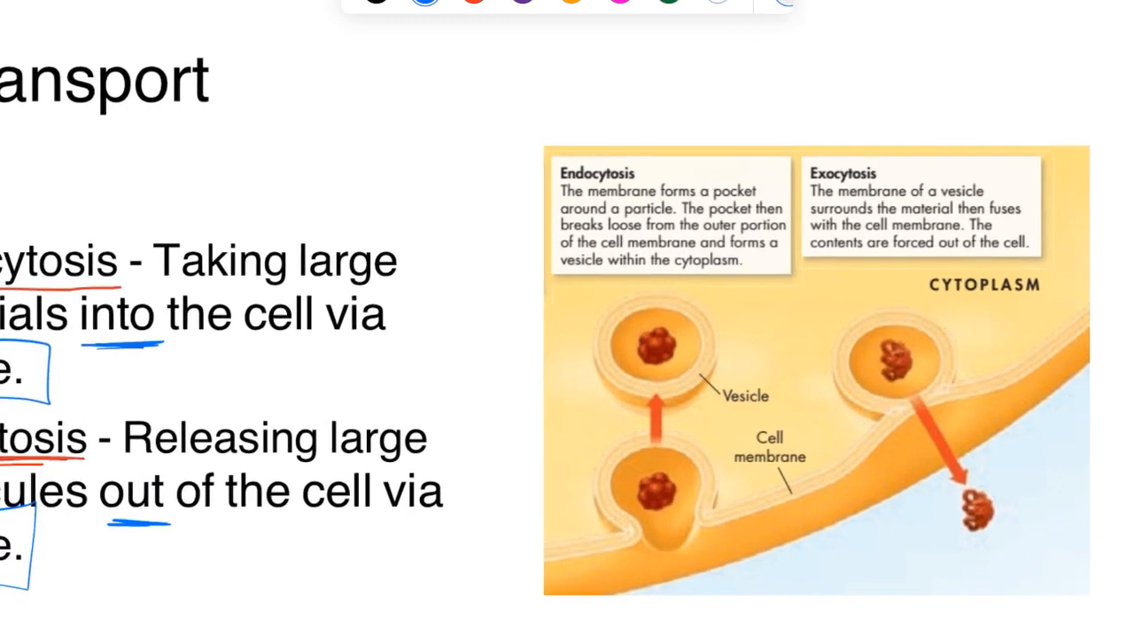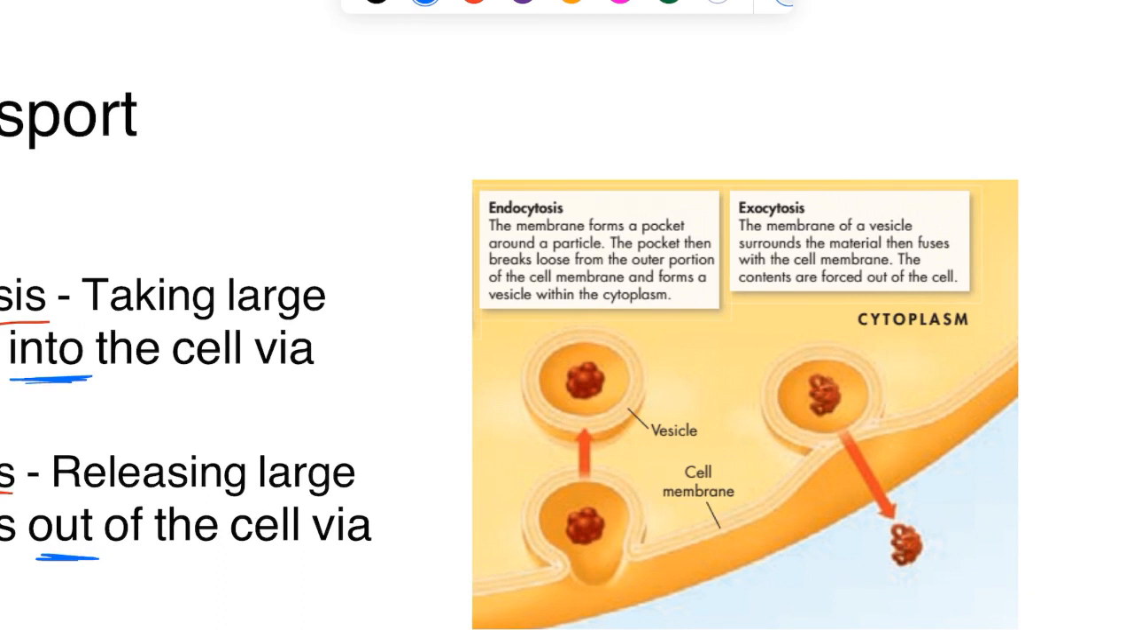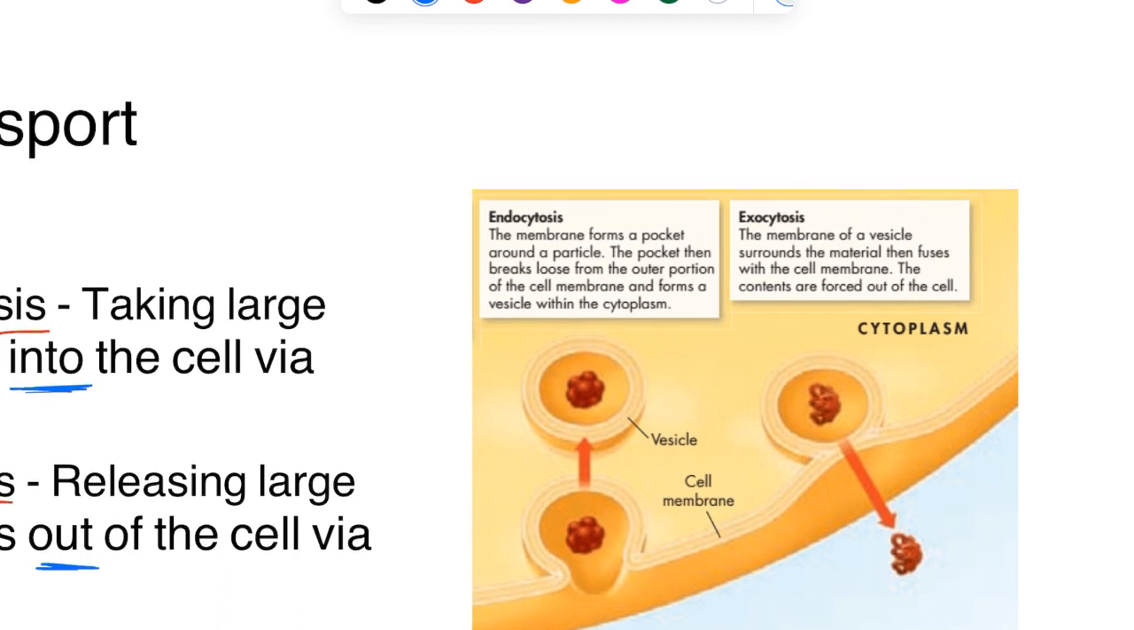So over here in the picture, you can see endocytosis. We have the molecule outside, and what happens is the cell membrane helps form this vesicle, which then takes the molecule into the cell. And in exocytosis, this is where the vesicle surrounds and fuses with the cell membrane, and therefore we can force the contents out of the cell in exocytosis.